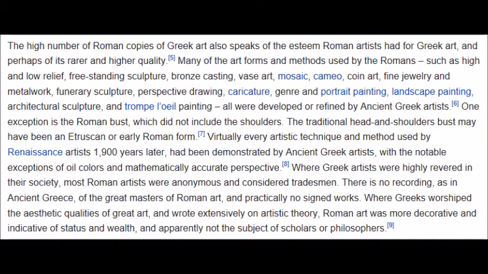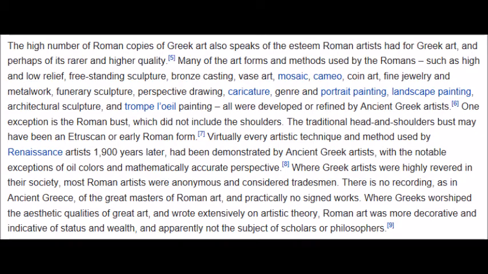Virtually every artistic technique and method used by Renaissance artists 1,000 plus years later had been demonstrated by ancient Greek artists, copied by the Romans. The Greeks were mathematically perfect, and the Romans tried to copy this. Where Greek artists were highly revered in their society, most Roman artists were anonymous and considered tradesmen. They weren't respected, Roman artists, so that's probably why they didn't produce as good as the Greeks. But again, that might not be as fair as I'm placing it.